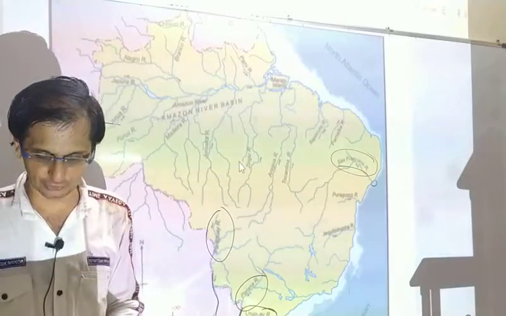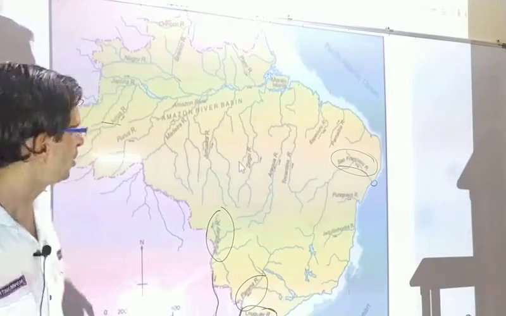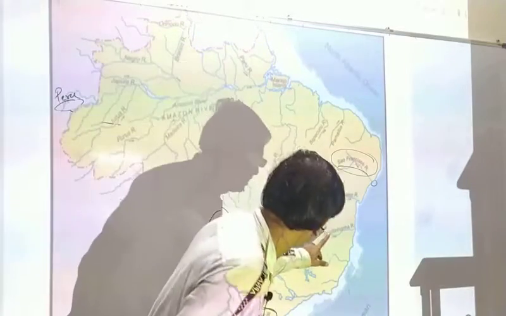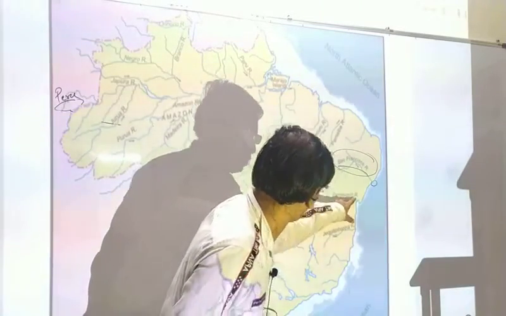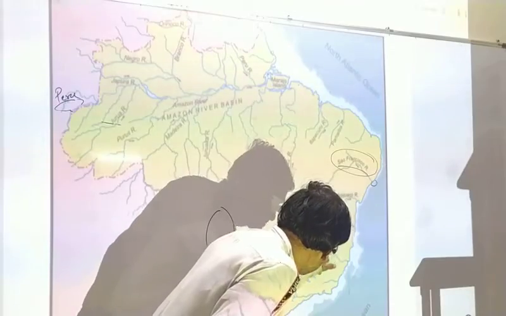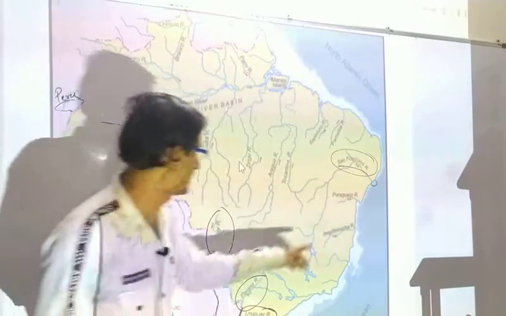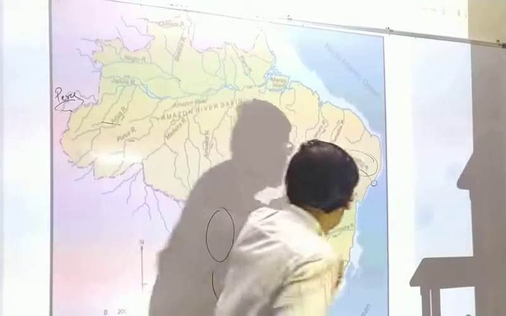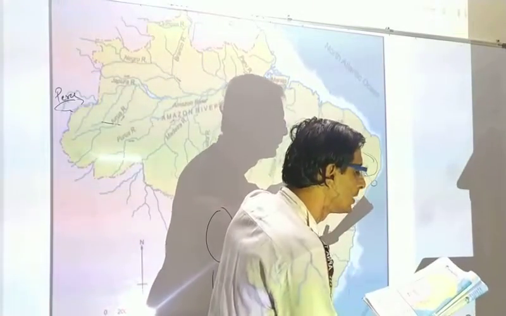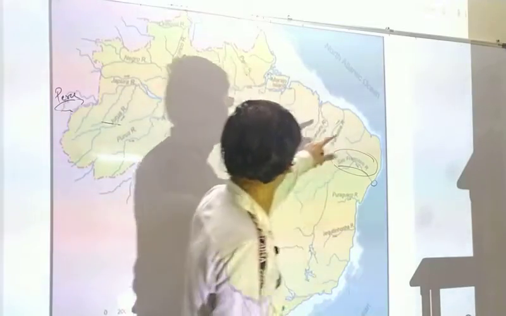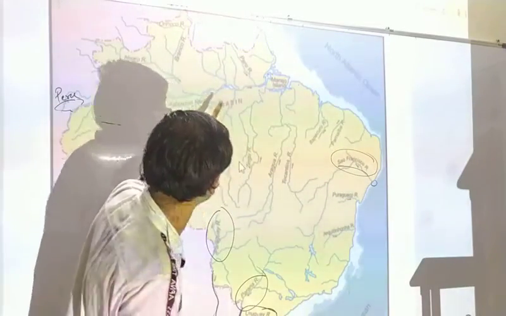Okay, São Francisco. Now coastal rivers. There are so many coastal rivers. I will name them now. Paraguaçu River, then Jequitinhonha River, then Paranaíba River, Itapecuru River. These are the coastal rivers.